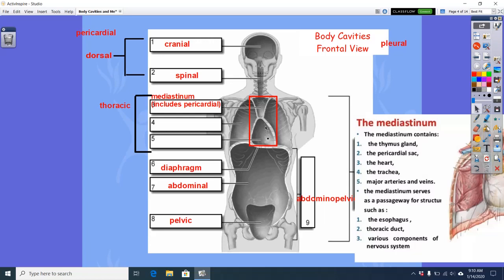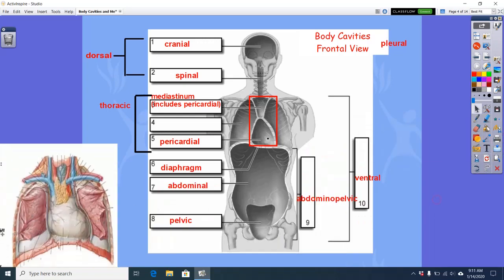Within the mediastinum, you have your pericardial cavity. And the pericardial cavity is going to be where your heart is found. The stem peri means around, and the stem card means heart. And so it is the area around your heart.